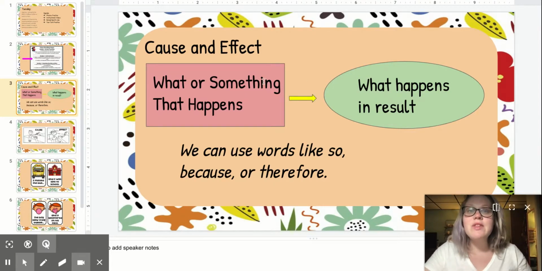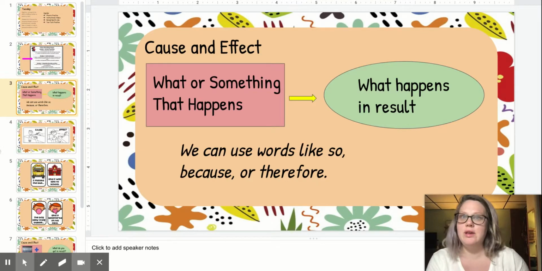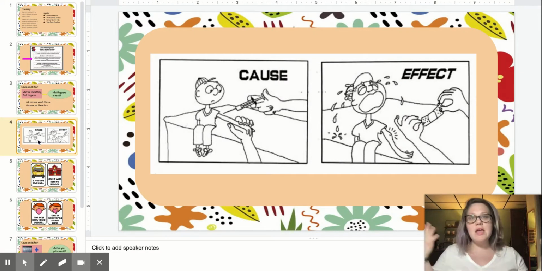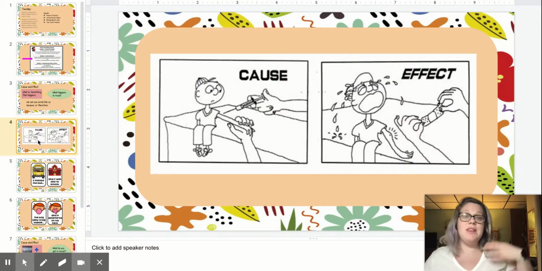So let me give you some examples of cause and effect, and then you're going to think of your own example too. So the cause here was the doctor gave the little boy a shot. This is a common thing. We go to the doctor and we get a shot. Well, the effect was this little boy is now bawling his eyes out crying because he's so upset and it hurts so bad. This is something we all experience. He wasn't sad before the shot, but now he's really sad.